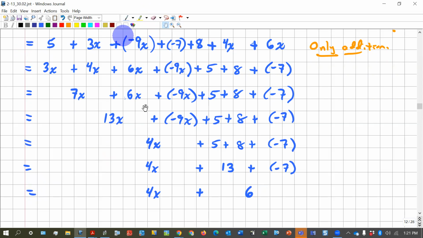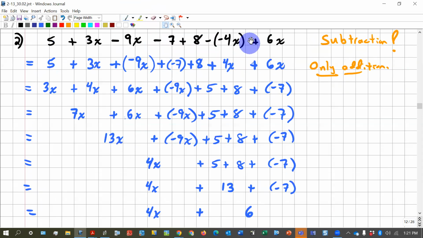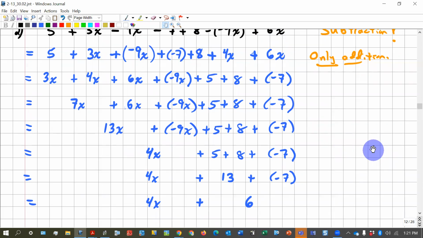So the equal sign on the left, working directly down. But if we have subtraction, first we have to change it into adding the opposite before we can rearrange our terms.